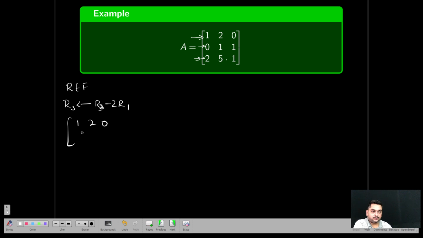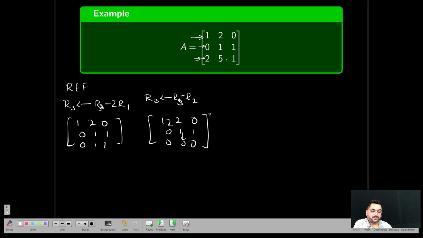Then this will become 0 and 1. It will remain the same. This is 0 1 1. Now to subtract this, R3 is R3 minus R2. This will become 1 2 0, 0 1 1, 0 0 0. This is 0, this is 0 here, so it will not be further reduced. All three conditions of REF are satisfied. So this is in row echelon form.